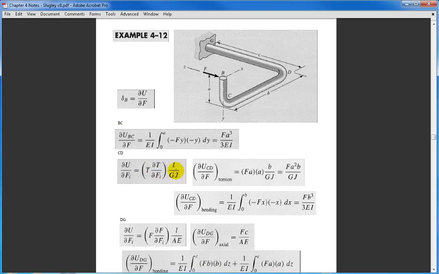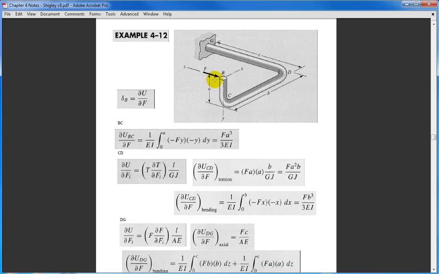We saw that energy term earlier, and this one doesn't need an integral. It could be written as an integral. Plugging in the torque, which is constant, F times A, times the partial of the torque with respect to F, that'd just be an A term. And the length of this section was called B, dividing by GJ. Here's another piece of deflection at B. In the end, we'll be adding all these pieces up to get the total deflection at point B.